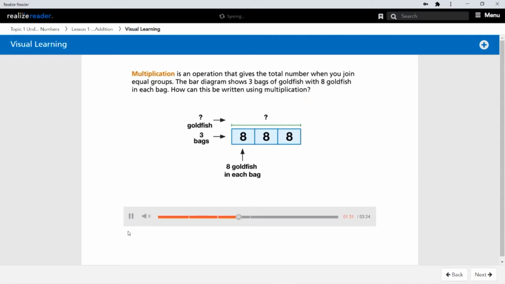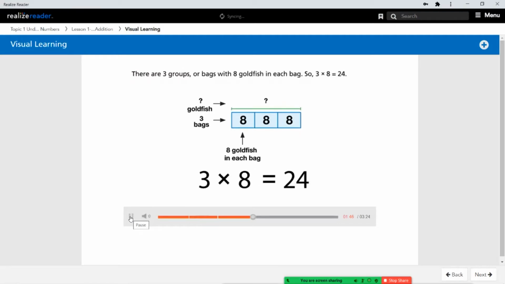Multiplication is an operation that gives the total number when you join equal groups. The bar diagram shows 3 bags of goldfish with 8 goldfish in each bag. How can this be written using multiplication? There are 3 groups or bags with 8 goldfish in each bag. So 3 times 8 equals 24.